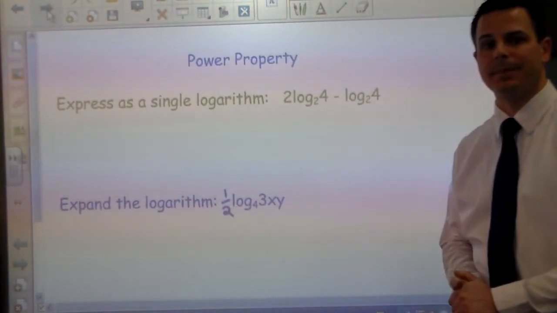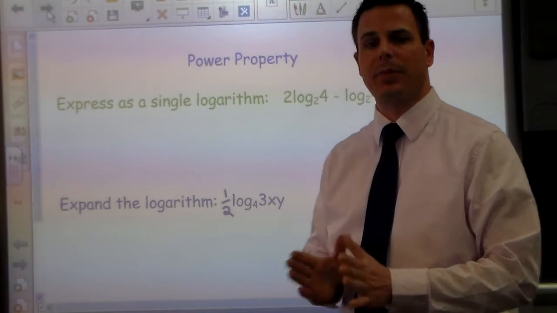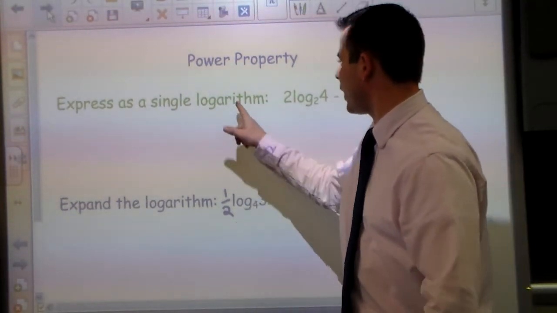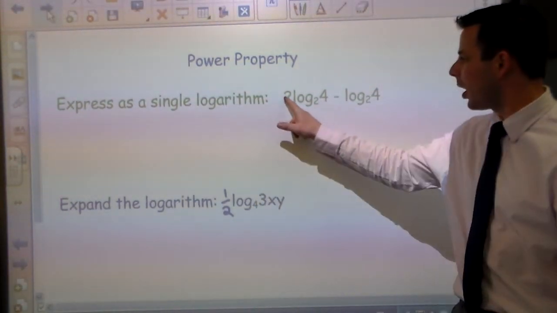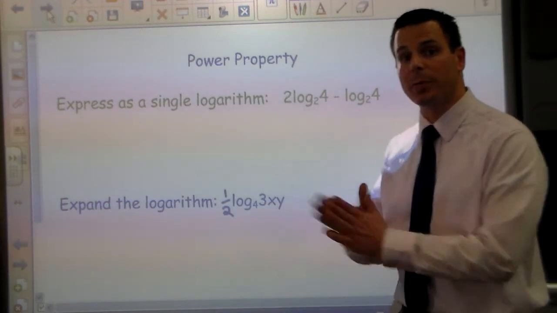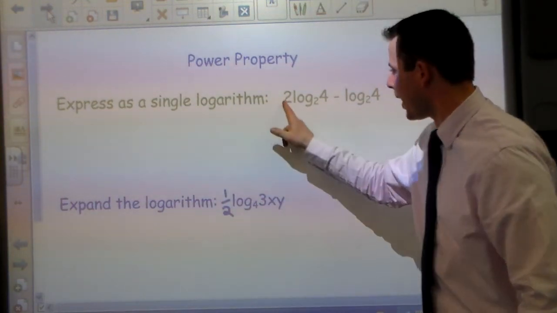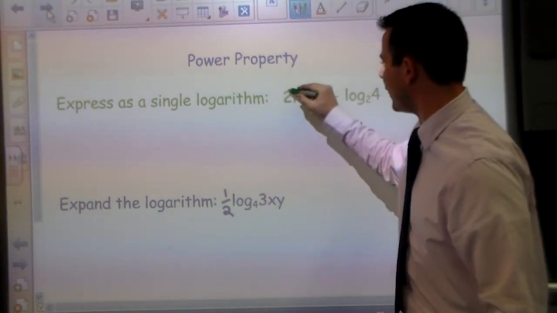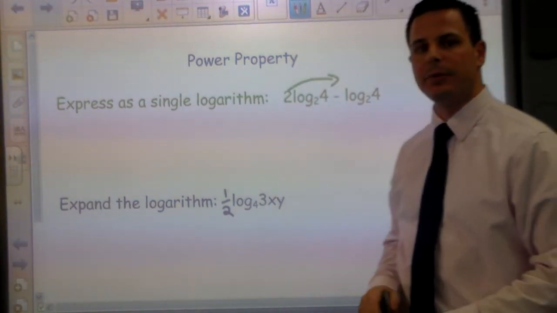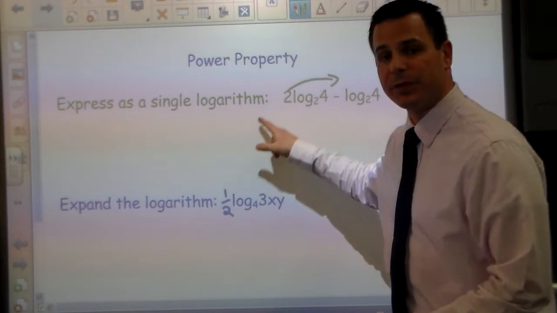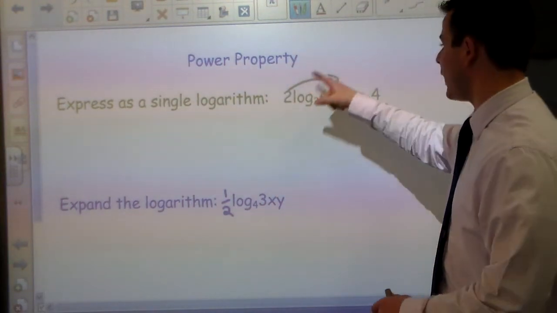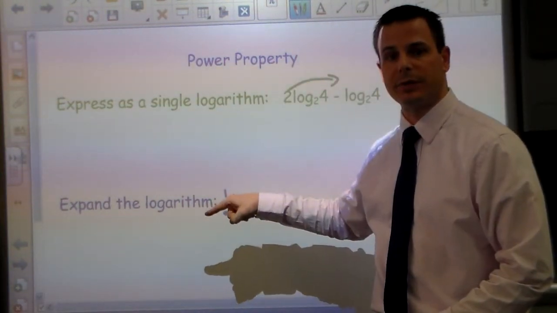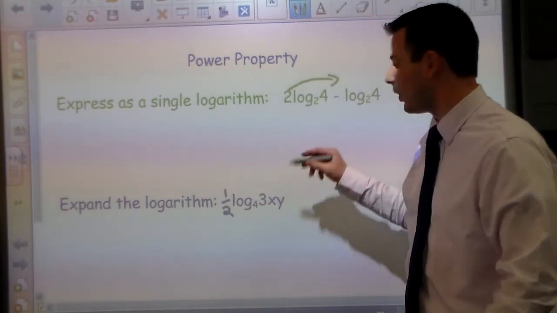is the power property. Now, again, these are the properties of exponents. You have to think, the word log means exponent. We're multiplying an exponent. When do you multiply exponents together? When you're raising a power to a power. So the power property says you can take exponents and make them coefficients, or you could take coefficients and make them exponents. Either way, depends on what you're trying to do.